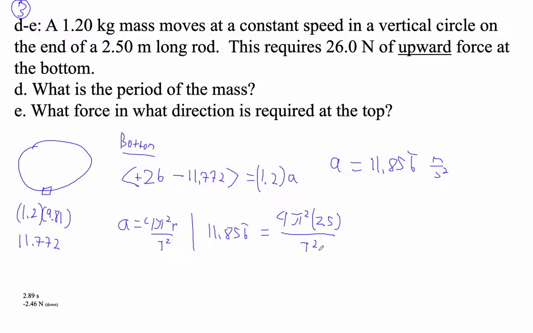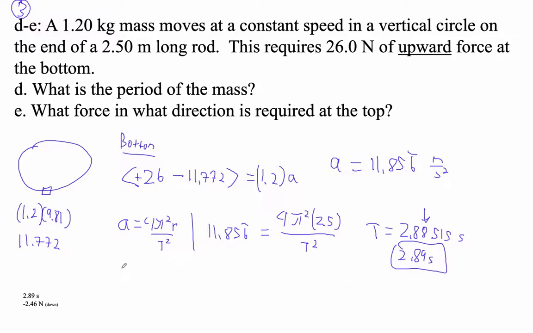Okay, so I'm going to go 4 pi squared times 2.5 divided by that 11.856. There we go, and that's t squared. I've got to raise it to the 0.5. 2.885. So t is equal to 2... Don't forget to square root. 2.88515 seconds. And if we have to round it, I guess we'd say 2.89 seconds.